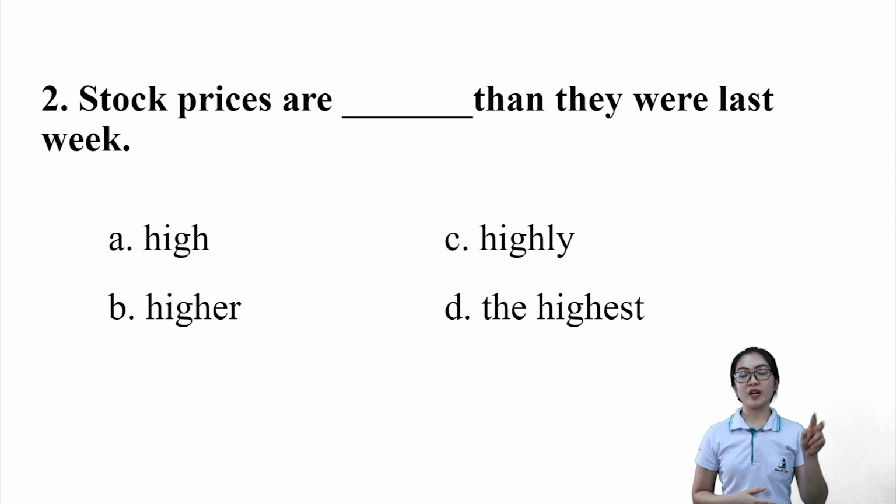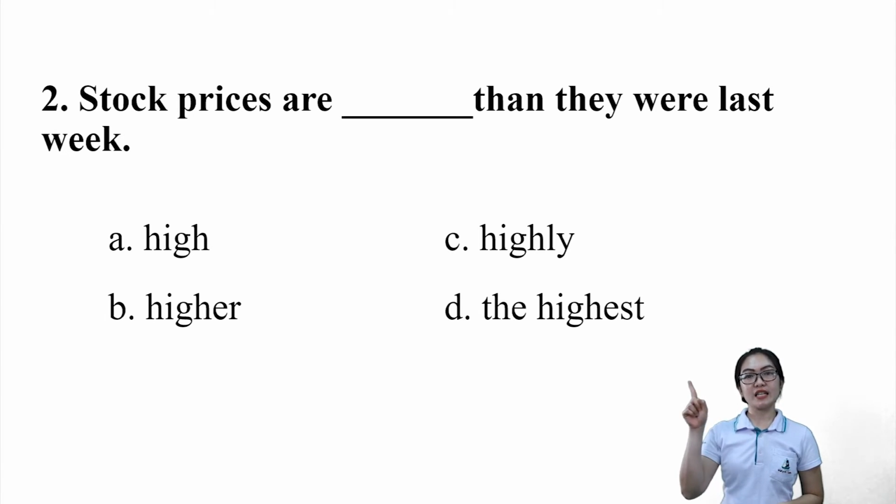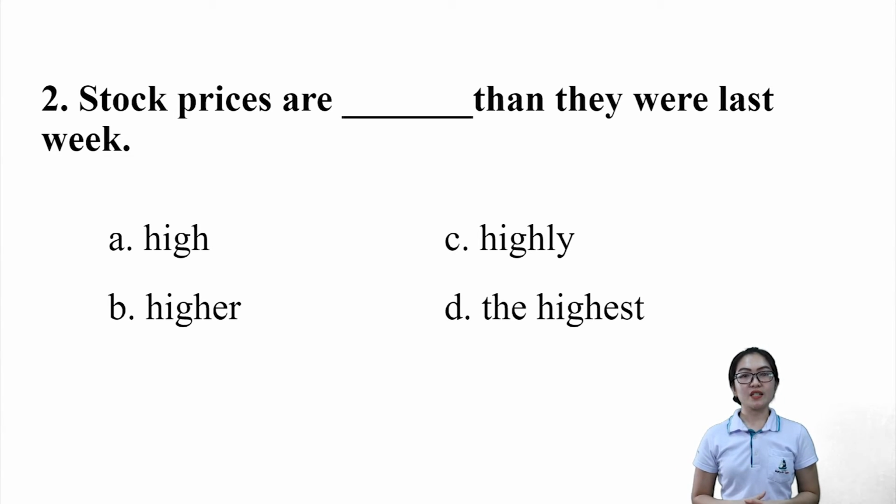Number 2. Stock prices are blank than they were last week. A. High. B. Higher. C. Highly. Or D. The highest. Notice that there's the word than, which means we are comparing. So we should look for a comparative adjective. And it's none other than letter B, higher.